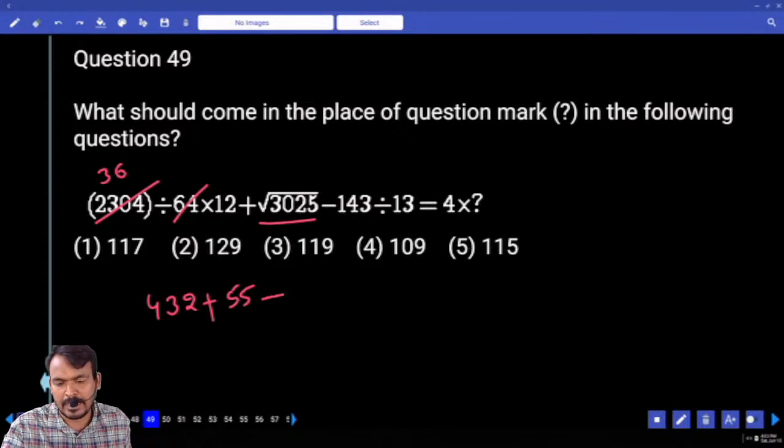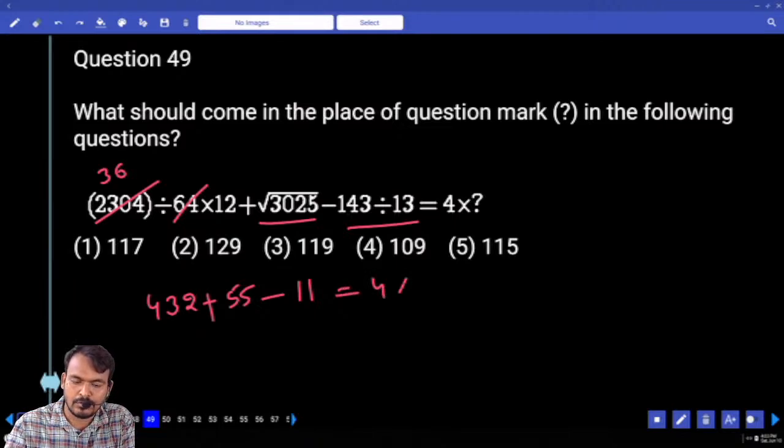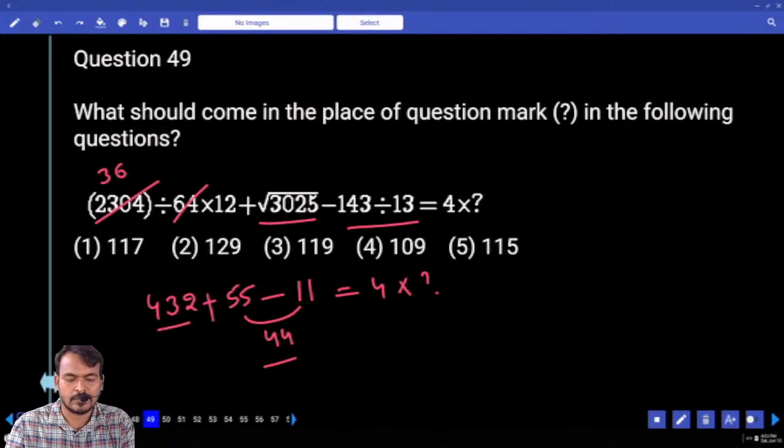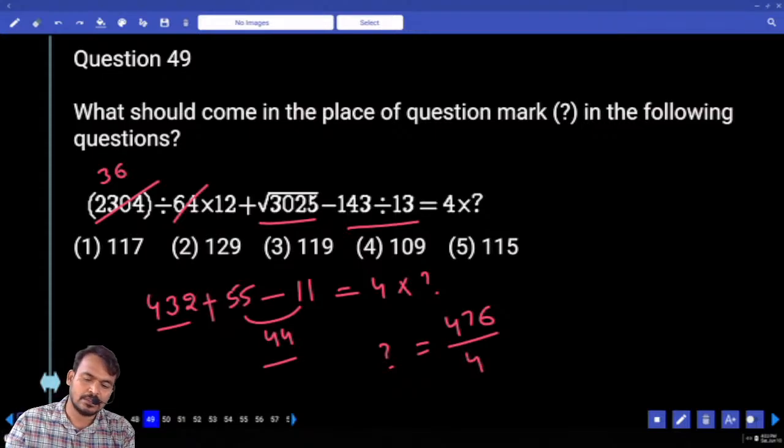55 minus 143 divided by 13. How many times? 11 times. That is equal to 4 into something. 55 and 11, difference 44. 432 plus 44, 476. Something equal to 476 divided by 4. What is the answer? 119.